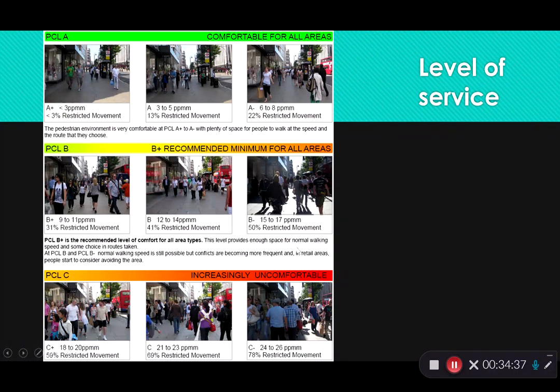So you also have an issue of comfort and safety. You do want a certain level of activity to make the environment feel safe and welcoming, but not so much that people feel pushed upon or pressed upon and don't feel safe.